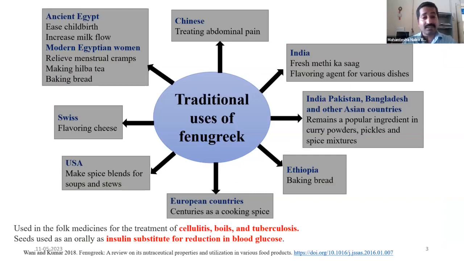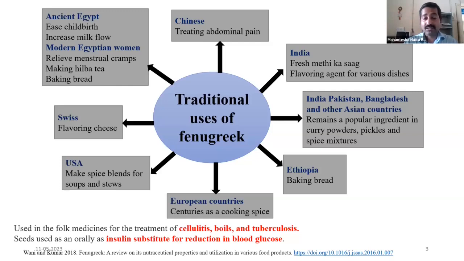It is from the Fabaceae family. Now, if you look into the history, ancient Egyptian people used this plant's products to ease childbirth and increase milk flow. In modern Egyptian women, it is used for relieving menstrual cramps, making Hilbeh tea. This Hilbeh tea has its own wonderful story, so please do look into why they prefer it. Taking this tea has a lot of medicinal properties. It is also used for baking bread.